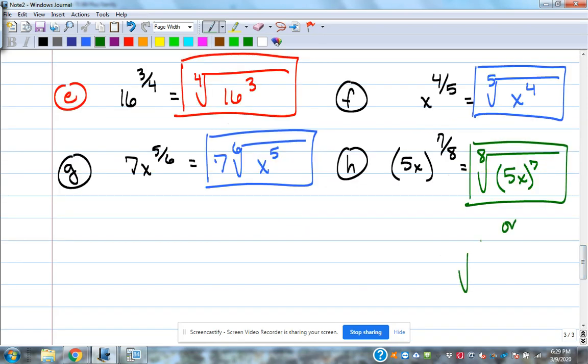How else could that be written? Good. Yeah, 5 to the 7th, x to the 7th. Both of those are equivalent expressions, meaning the same thing there. Not very likely they're going to work out 5 to the 7th. That's a pretty big number out of that.